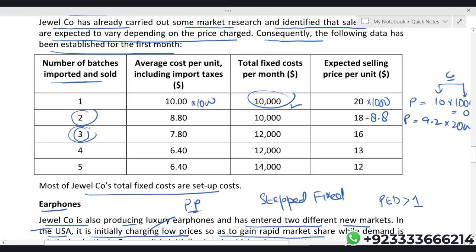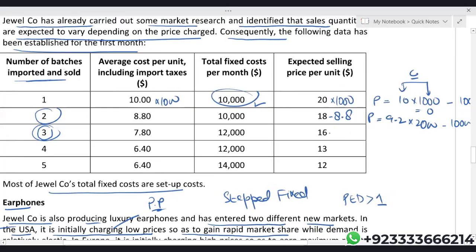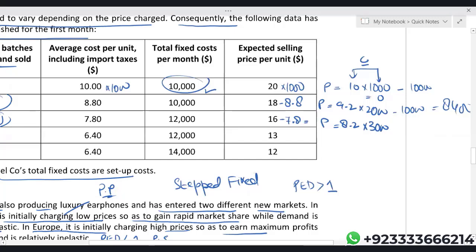In case of 3 batches, selling price is 16 minus 7.8. That difference will give me the contribution. 16 minus 7.8, I'm getting 8.2. But now we are selling 3 batches, means 3,000 units. 8.2 multiplied by 3,000 gives you 24,600. So the total contribution is 24,600 minus the fixed cost. This time the fixed cost is 12,000.